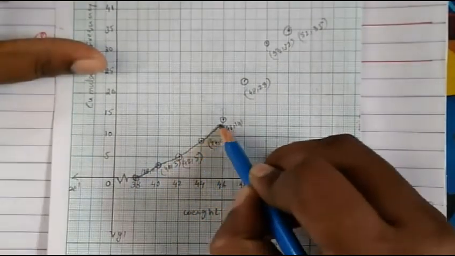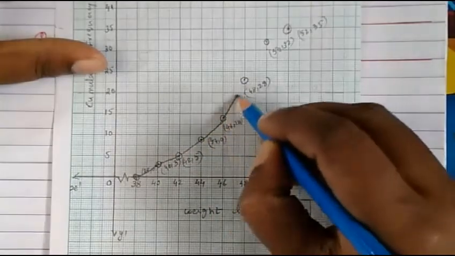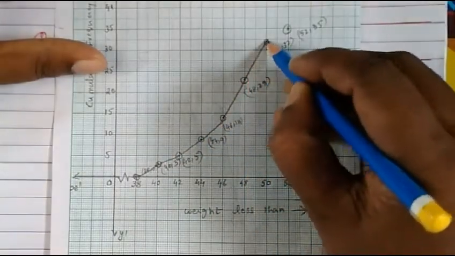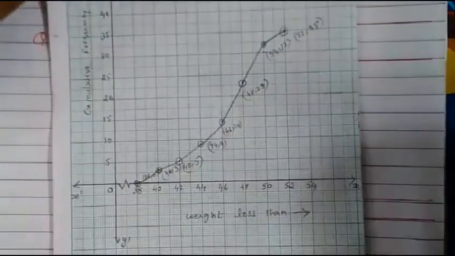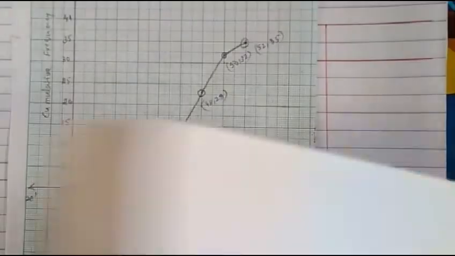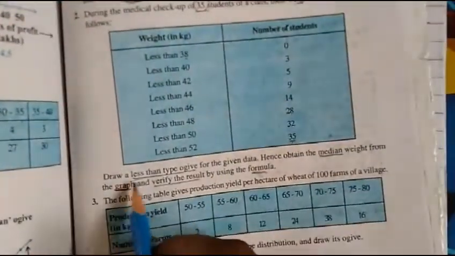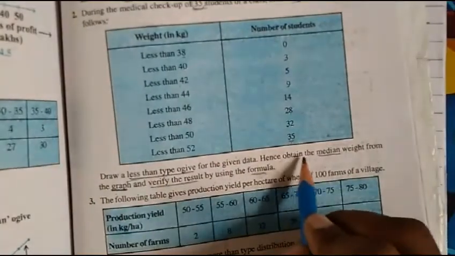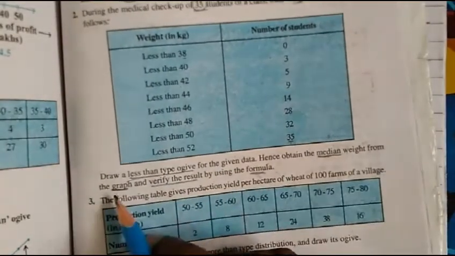Now to plot the graph, you just have to join all the points with the hand only. Okay, so you have to plot the graph. Now what is the question? The question asks us to find the median, right? Draw the less than type ogive and obtain the median weight from the graph.